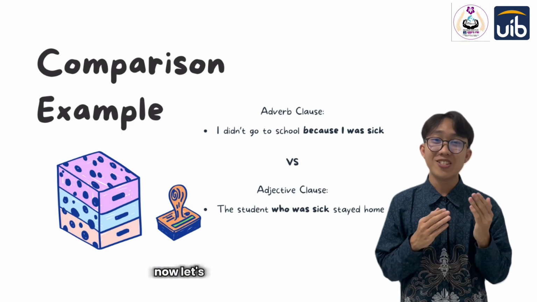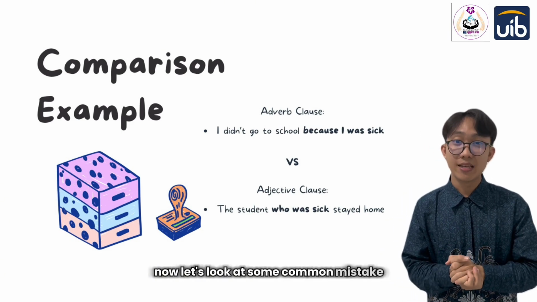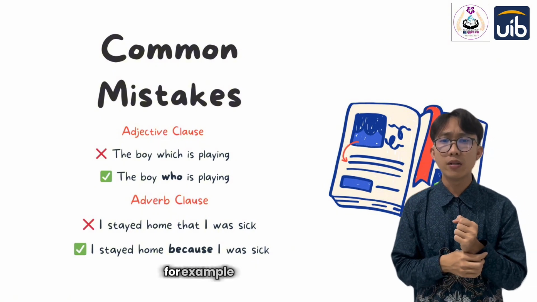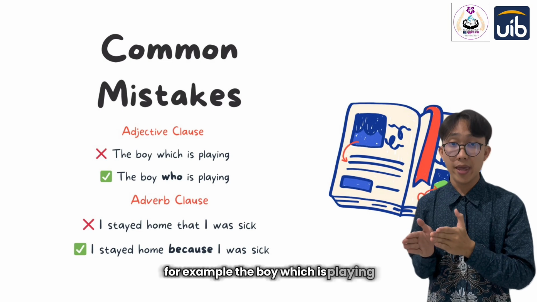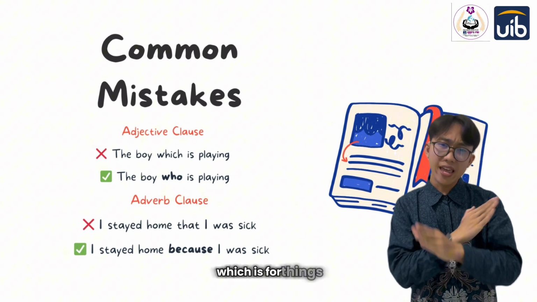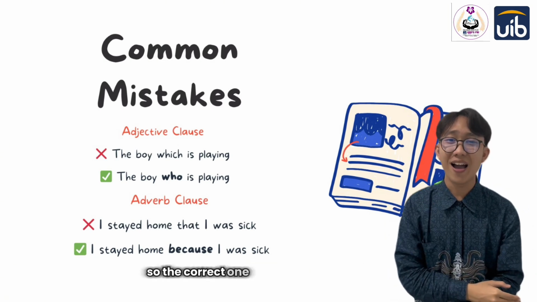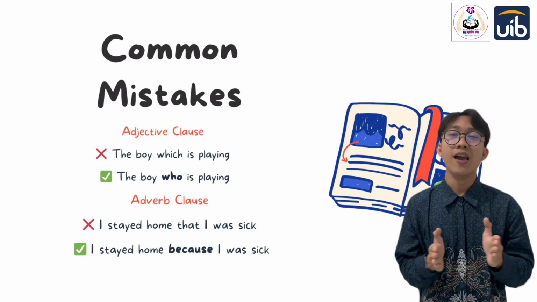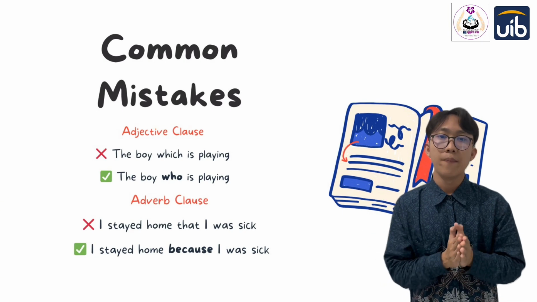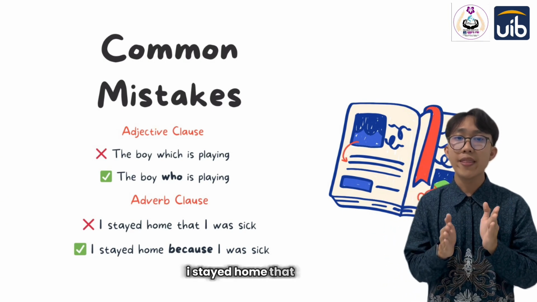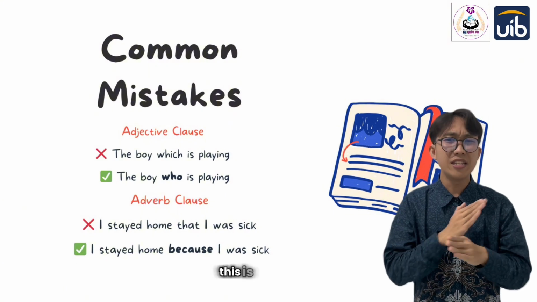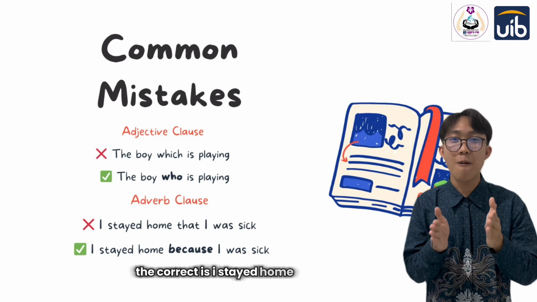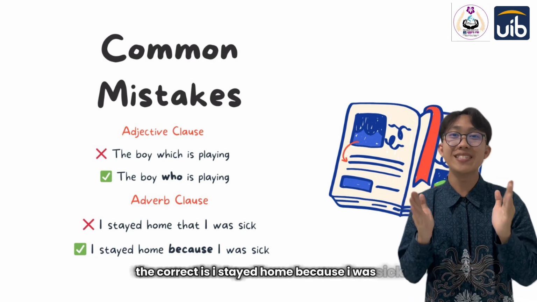Now, let's look at some common mistakes. Sometimes students mix the words. For example, the boy which is playing, but which is for things. So the correct one is the boy who is playing. Another mistake: I stayed home that I was sick. This is not correct. The correct one is I stayed home because I was sick.